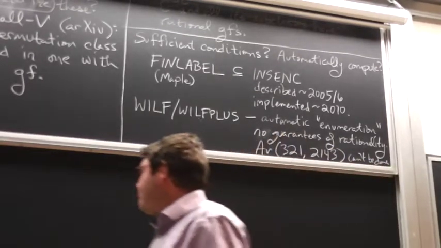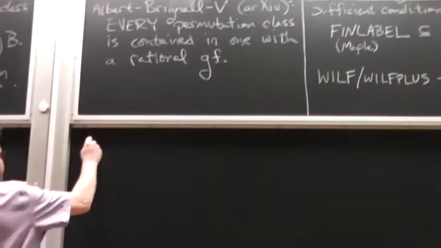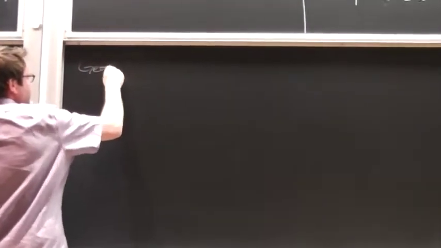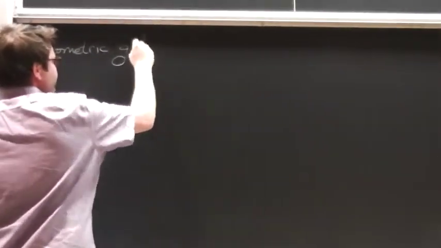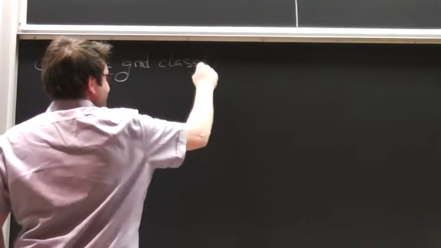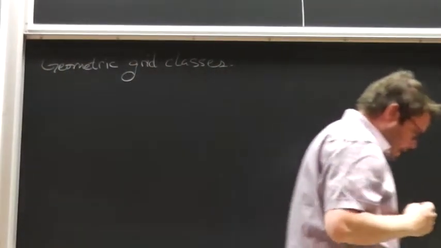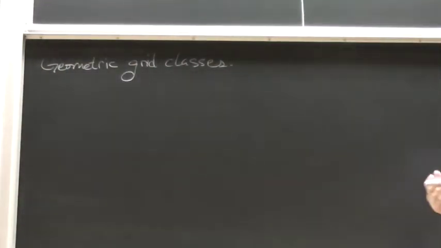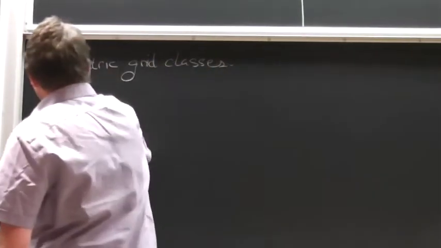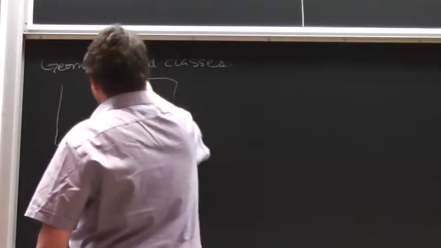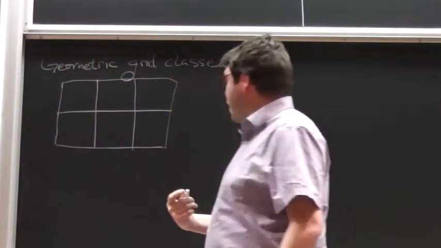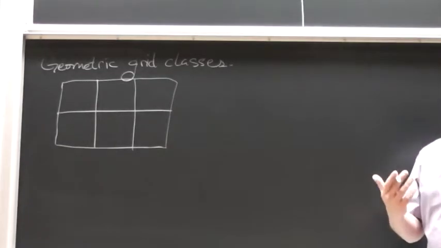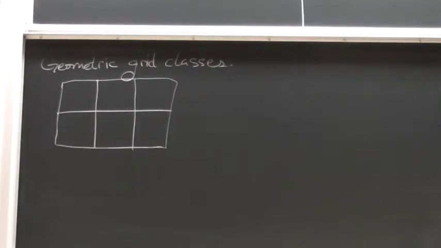Another tool, which I talked about 2 years ago here, are what's called geometric grid classes. The idea with these is that you take some matrix and you divide it up into cells. We usually think about this being drawn on the plane, so these are just unit squares. And in each unit square, I can draw a diagonal line, or I can leave it blank.